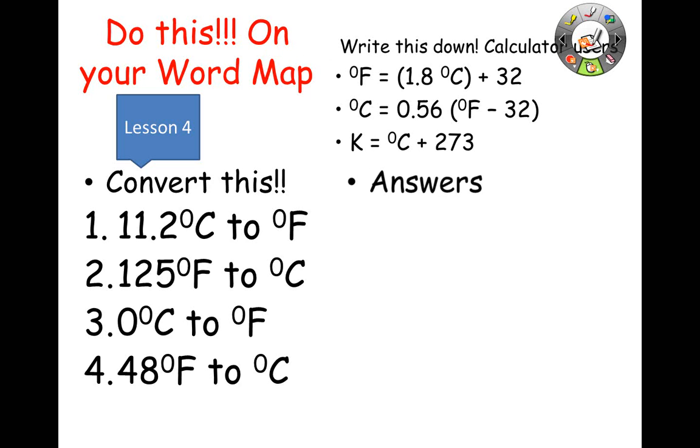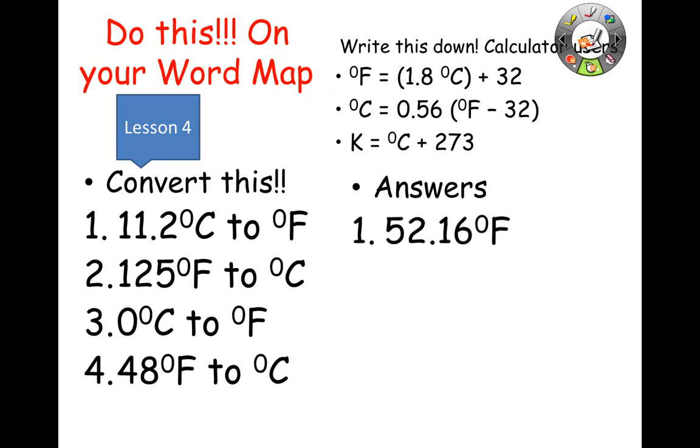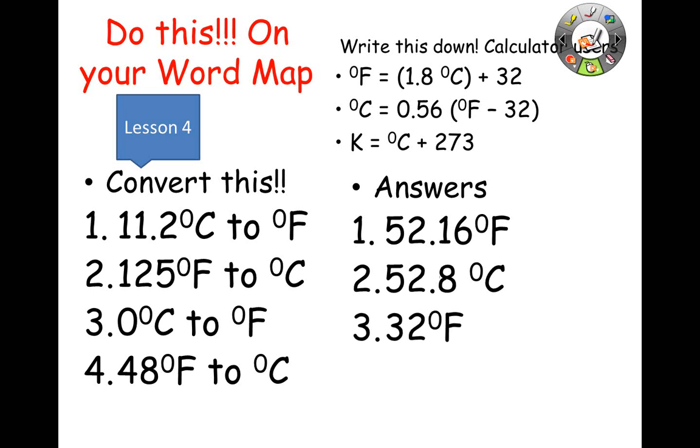Number 1 should be about 52 degrees. Number 2, another 52. Number 3 is 32 degrees, and number 4 is 8.96 degrees. Alrighty.